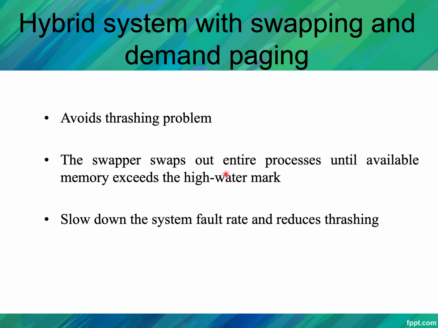So there is another issue in demand paging. That means when it reaches a lower watermark, all the pages which are aged will be swapped out, and then it will be swapped out until it reaches the higher watermark. So that is another problem in demand paging. That will also be recovered by using this swapping and demand paging hybrid system. So this slows down the system fault rate and reduces thrashing. So that is how swapping and demand paging works, and these are the advantages and disadvantages of swapping and demand paging.